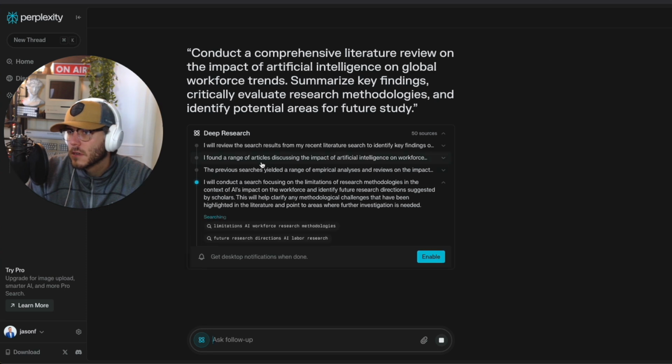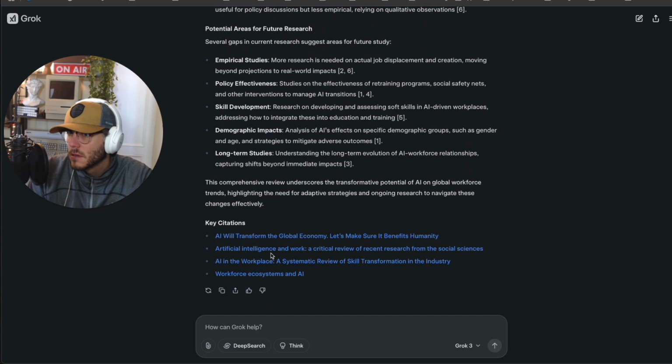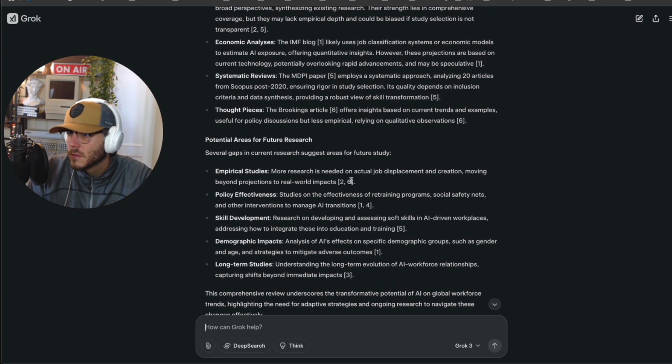So it looks like on Perplexity that it found a range of articles. It did some searches for empirical analysis and reviews on the impact of AI. And now it's going through focusing on limitations of research methodologies. So it looks like Grok 3 has finished. And it's got the key citations here, some of the sources.